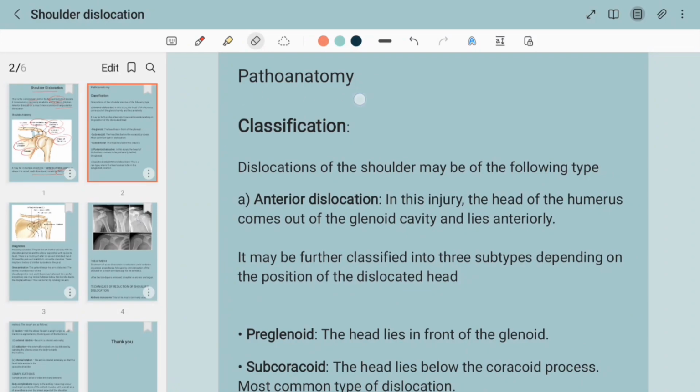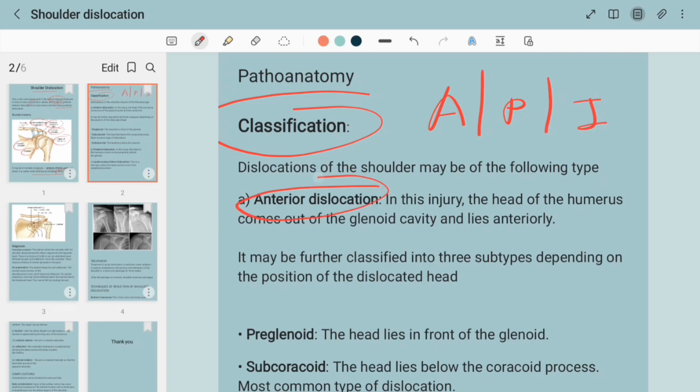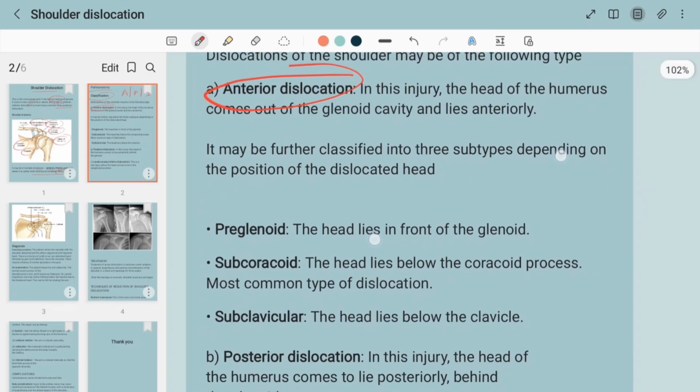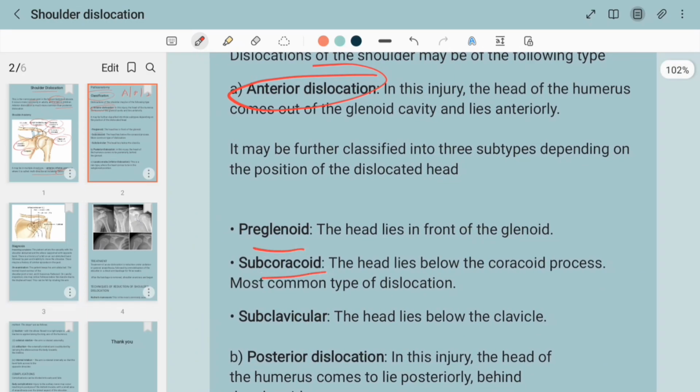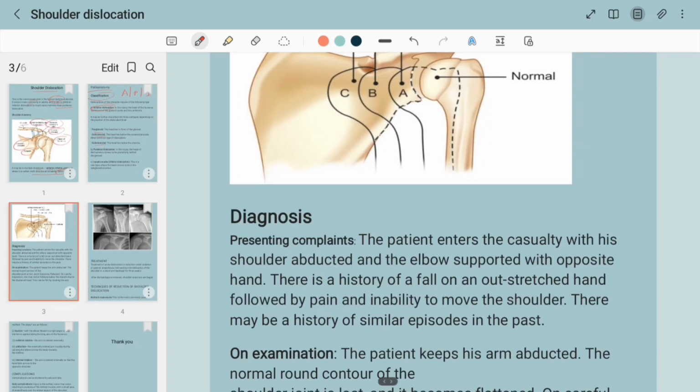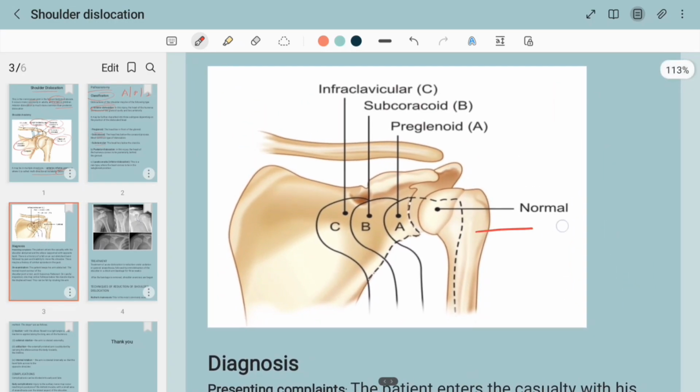Now we'll see the pathoanatomy. The classification of shoulder dislocation is mainly three types: anterior dislocation, posterior dislocation, and inferior dislocation. First we will see the anterior dislocation. There are three subtypes of anterior dislocation: preglenoid, subcoracoid, and subclavicular. Here we can see in the picture the normal, and the infraclavicular, coracoid, and preglenoid.